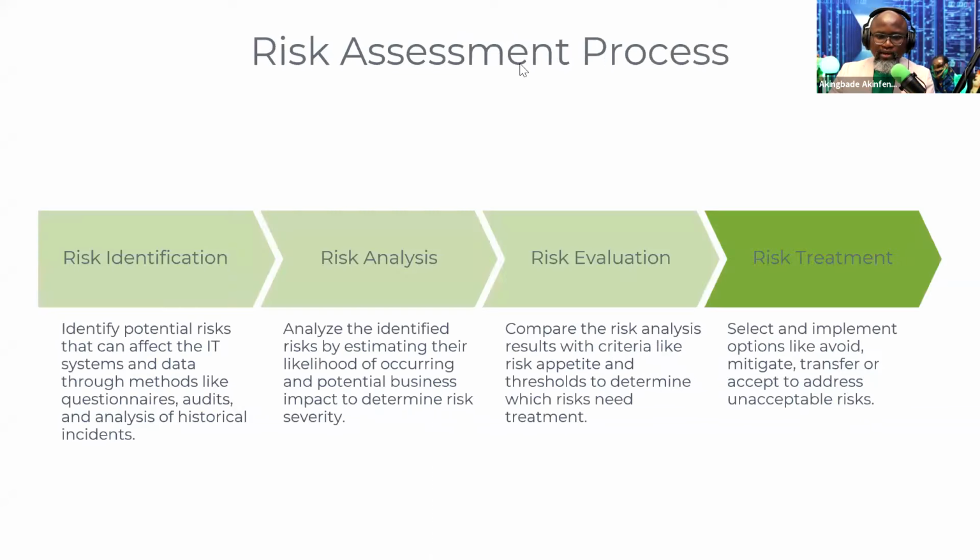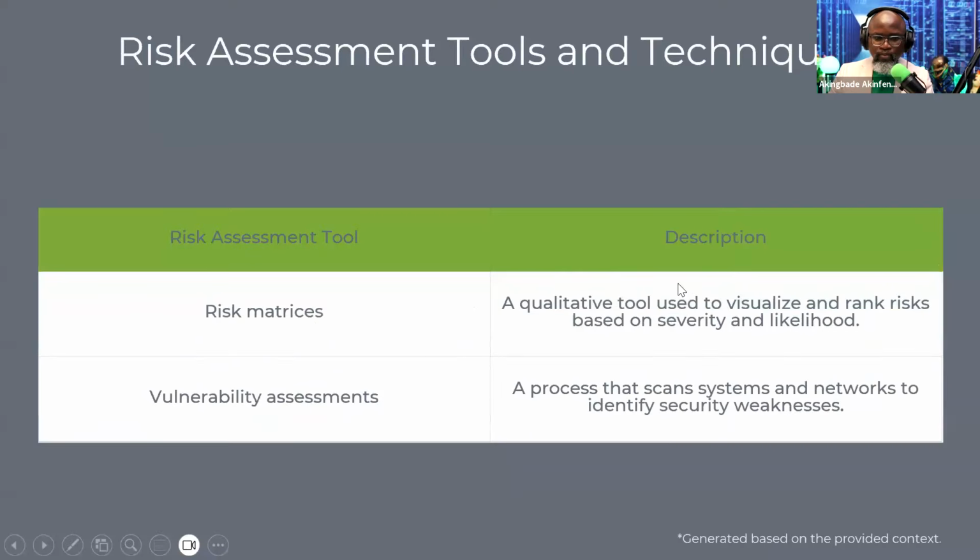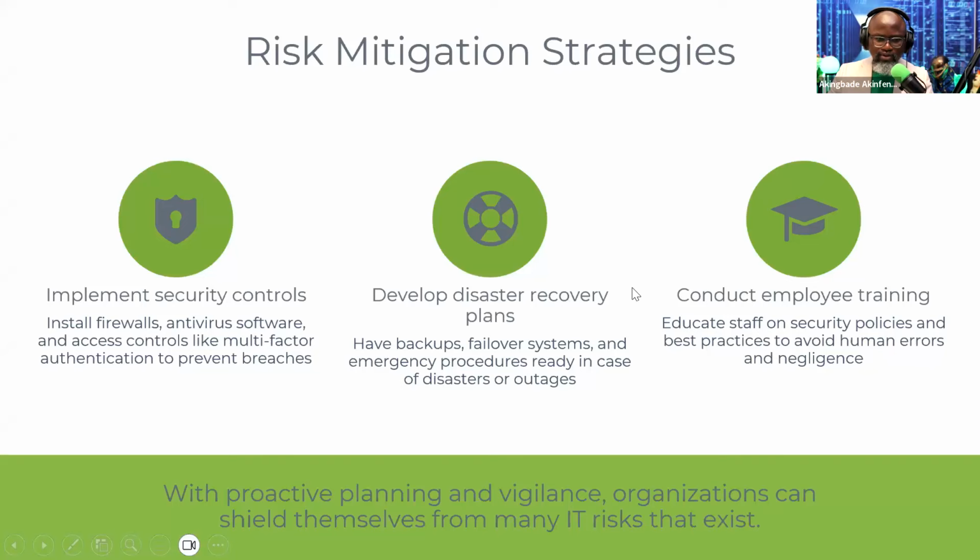And in risk assessment, generally, we always say risk identification, analysis of the risk. We evaluate the risk. Then we think of what we do in terms of treatment of the risk. What's going to be our strategy? And we talk about some tools in general. We asked, what are the things to mitigate or prevent potential risk? We said implement security controls, develop a disaster recovery plan.